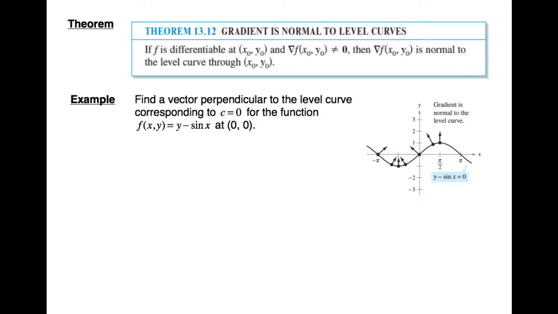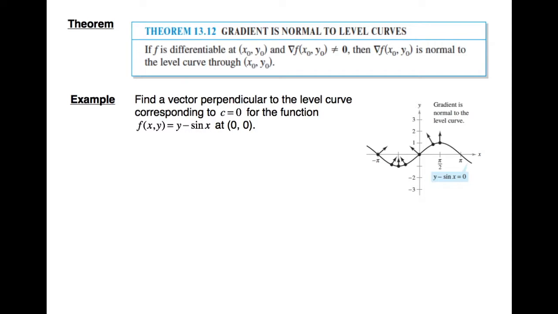Last part of section 13.6, with two elements that we're going to visit now. First, a theorem that I mentioned several times up to now in previous parts. If f is differentiable at a point, and if del f is not the vector 0, then del f is normal to the level curve through the point. Let's look at an example.